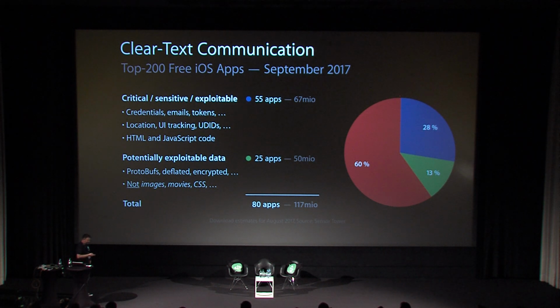And the numbers behind the app count are estimated download numbers. So in total, 117 million downloads for 1 month. That's an estimated download number for a month. 170 million downloads with clear text communication.